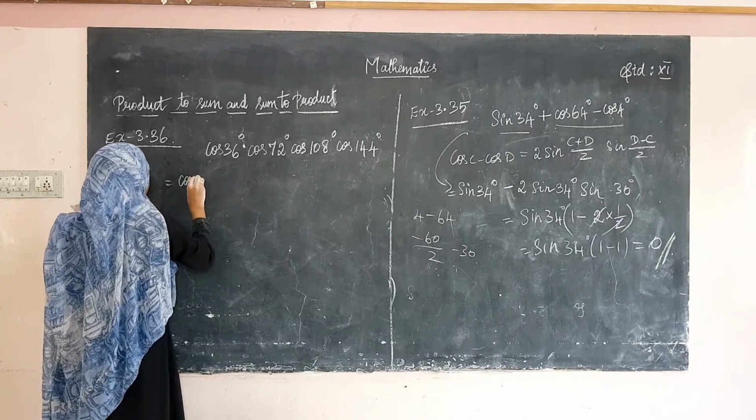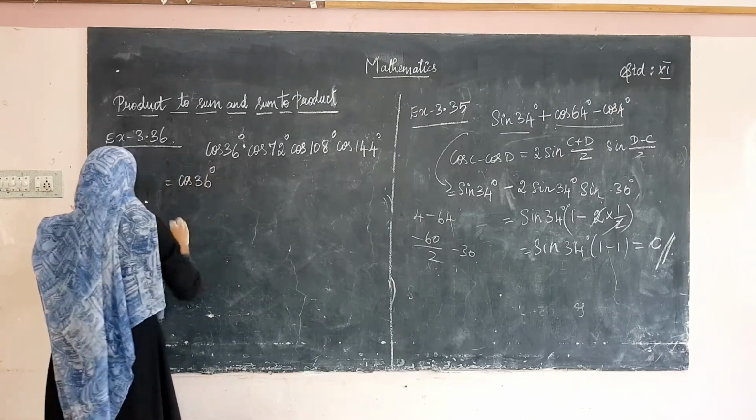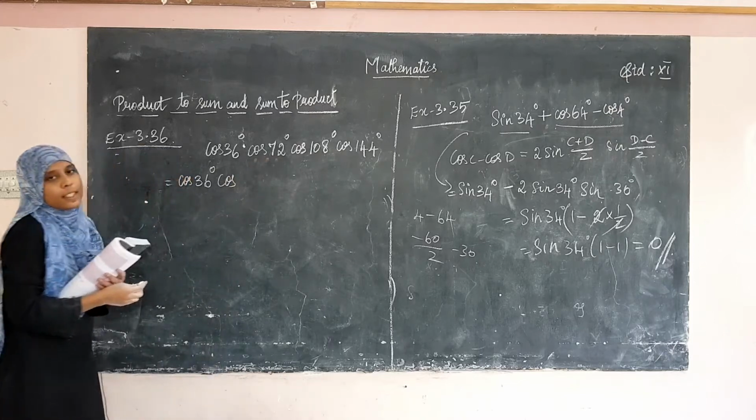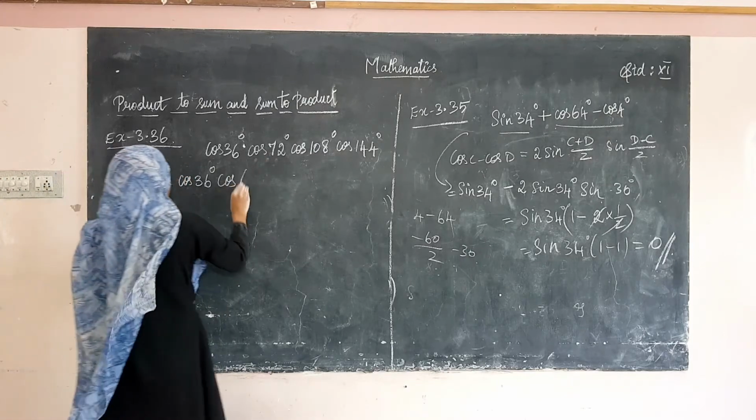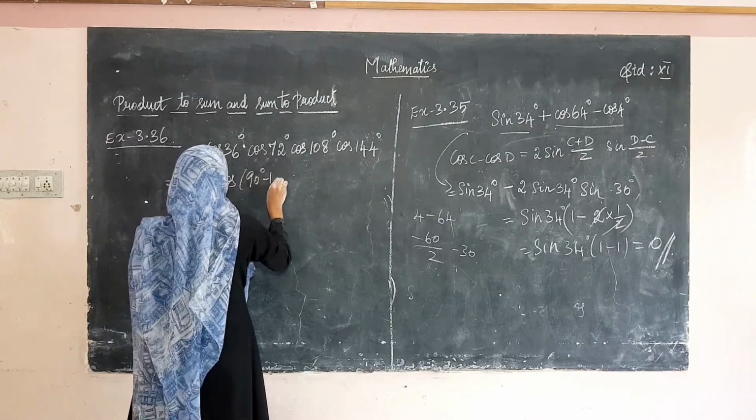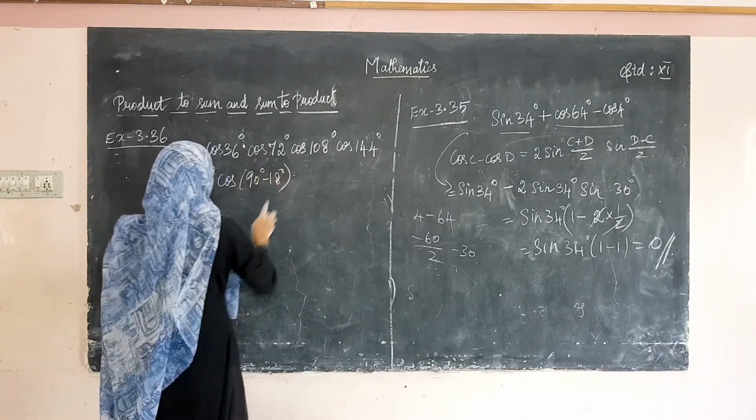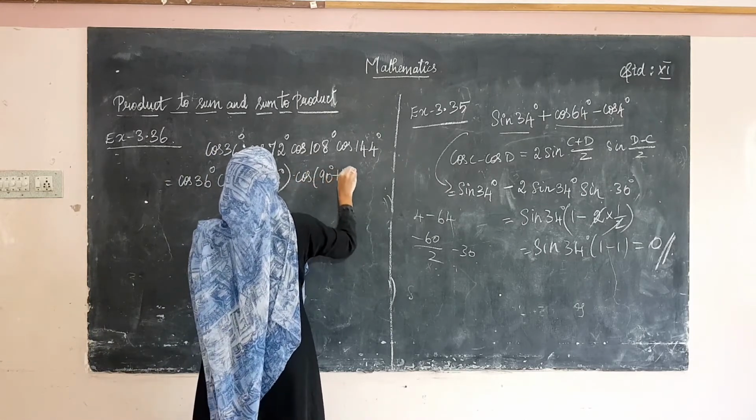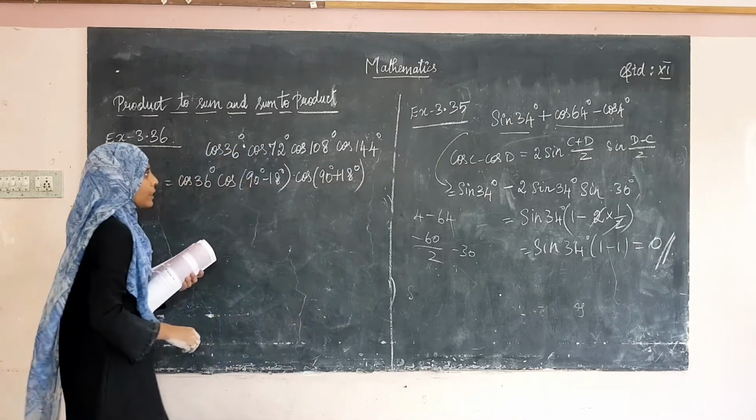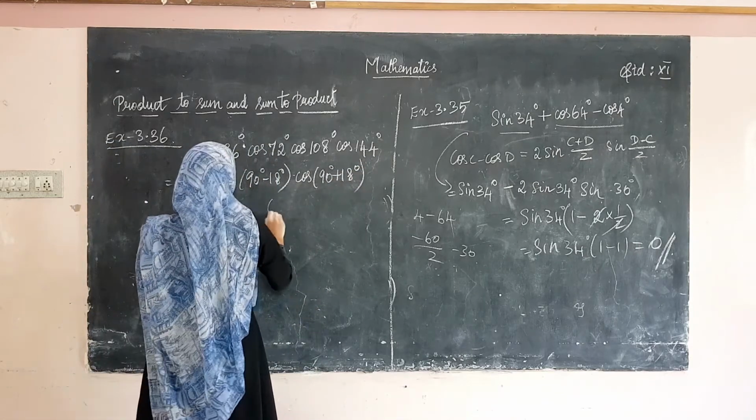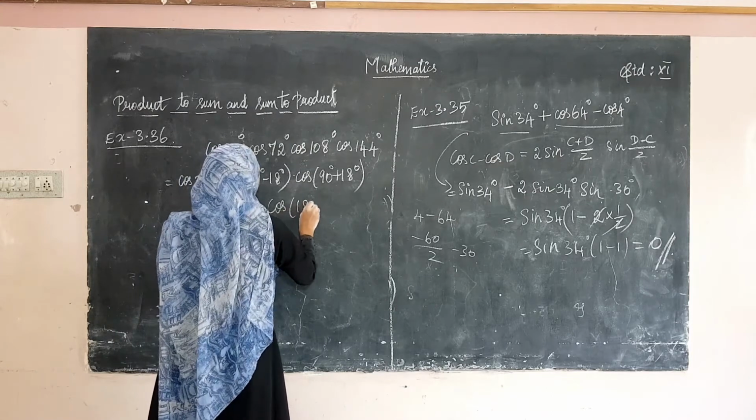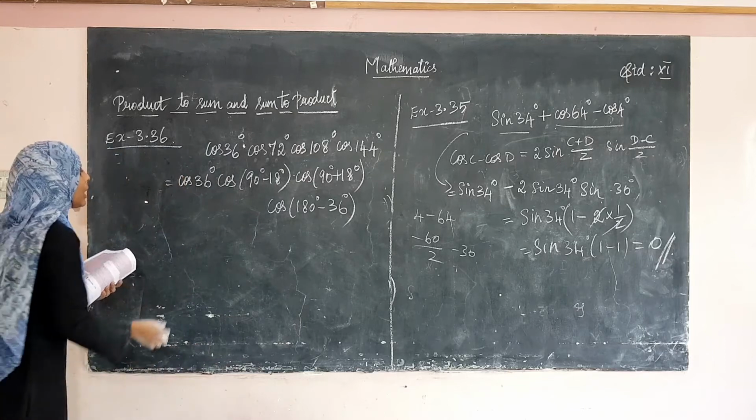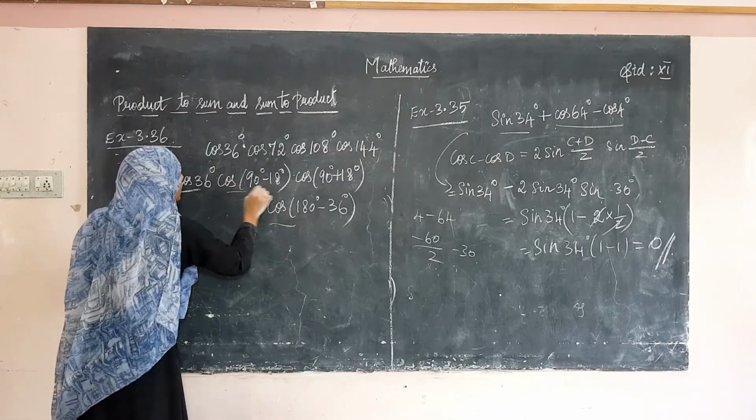Let us keep cos 36 degree as it is, and let us split the others. 72 degree can be split as 90 minus 18, that is cos (90 degree minus 18 degree), and 108 can be written as cos (90 degree plus 18 degree), right? 90 plus 18 is 108. And cos 144 can be written as cos (180 degree minus 36 degree). Now we have to pair this term and this term, this term and this term.